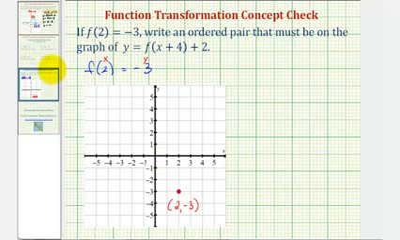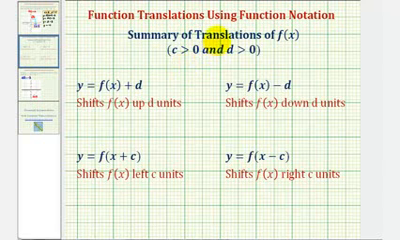So for review, if we begin with the basic function f of x and both c and d are positive, y equals f of x plus d would shift f of x up d units because we're adding d to the function values or y values of the basic function f. And therefore y equals f of x minus d would shift f of x down d units.